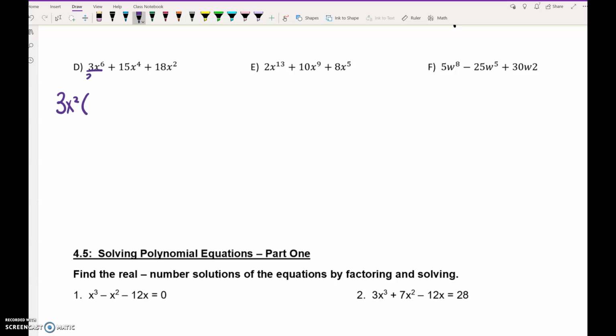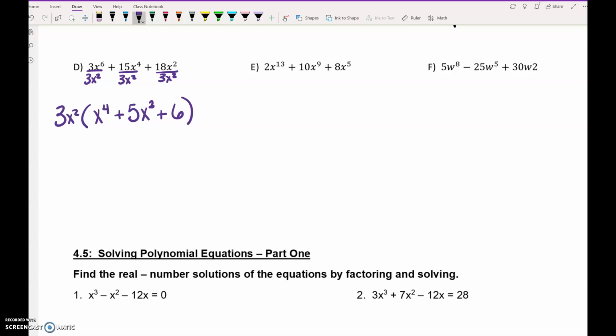And some of you need to see this visual. So if you need to, write divided by 3x squared underneath each one. So 3x squared. We'd be left with, what is x to the 6th divided by x squared? X to the 4th. 15 divided by 3 is 5, and we'd still have x squared. 18 divided by 3 is 6, and we're taking the x squared out.